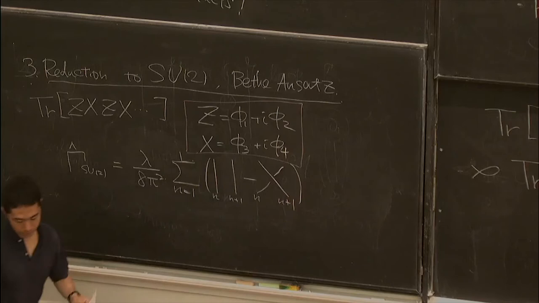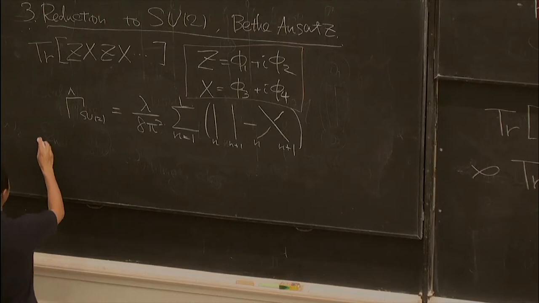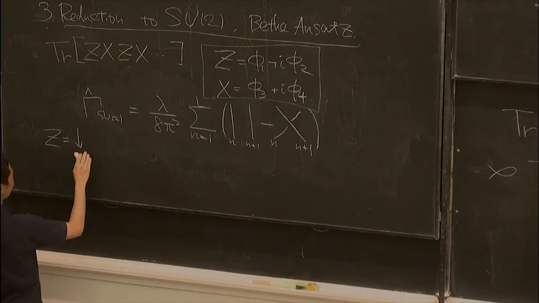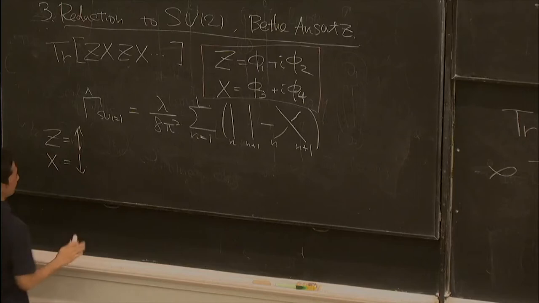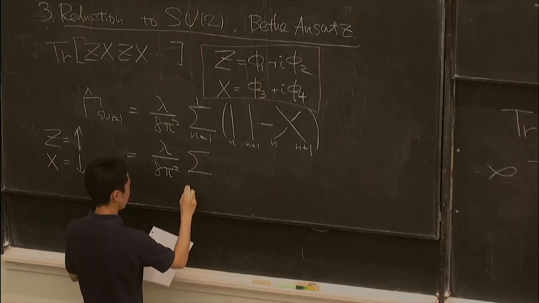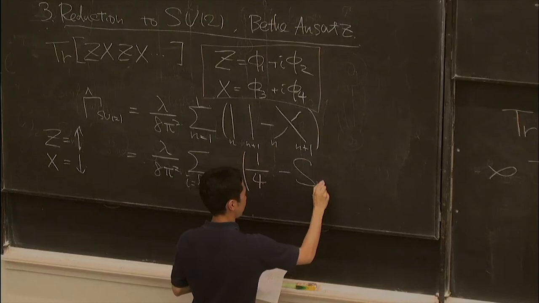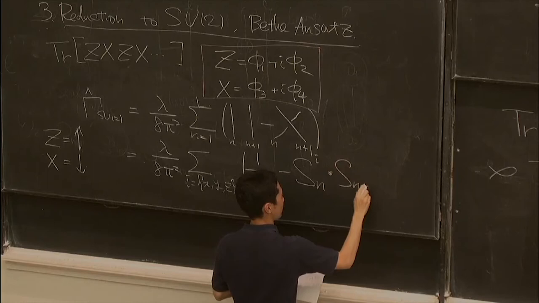But there is actually, this still doesn't look quite like a spin chain, but there is yet a further nice rewriting of this matrix. So the idea is to regard Z as upspin and X as downspin. So let's use this kind of mapping. And if you use this mapping, then you can write this in terms of SU2 spin. So here I have I and X, Y, Z. 1/4 minus S_n^I times dotted S_{n+1}^I.